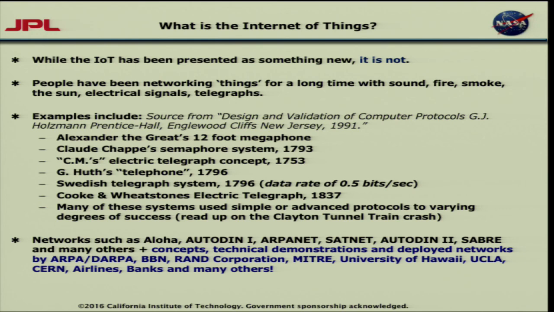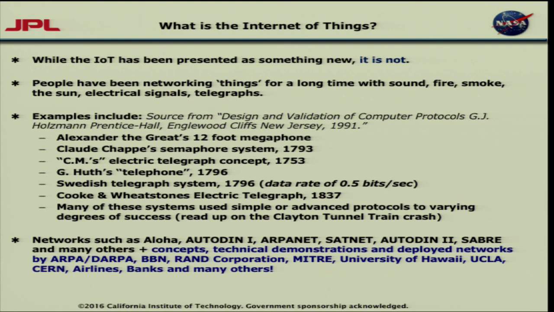Some of the examples of networking are Alexander the Great's 12-foot megaphone, Claude Chappe's semaphore system, basically a messaging system with these arms. You kind of did like this, and you could get a whole alphabet. Then there's the electric telegraph concept in 1753, a telephone system in 1796, and the Swedish telegraph system in 1796 with a data rate of half a bit per second. You can actually go to Sweden, and I think some of these still exist. Then Cooke and Wheatstone's electric telegraph, 1837.